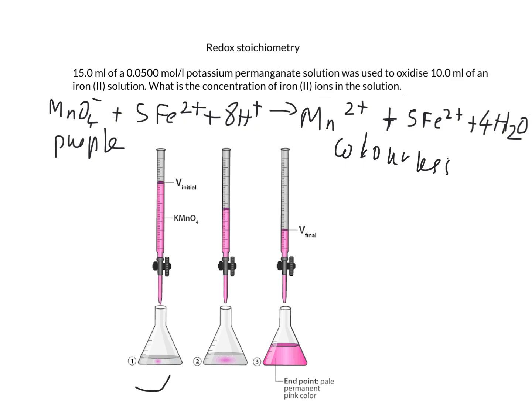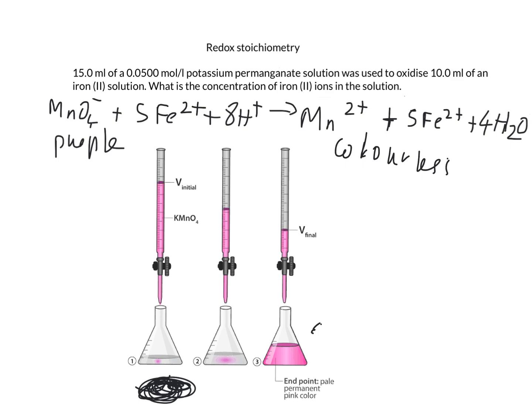We set it up as follows, and then we keep adding MnO4 minus dropwise into our Fe2 plus solution in the conical flask. Now what will happen is every drop you add will change color, because every drop of MnO4 minus you add is reacting with the Fe2 plus. So it'll change to colorless, change to colorless, change to colorless, and then eventually you'll add one extra drop that will stay purple.